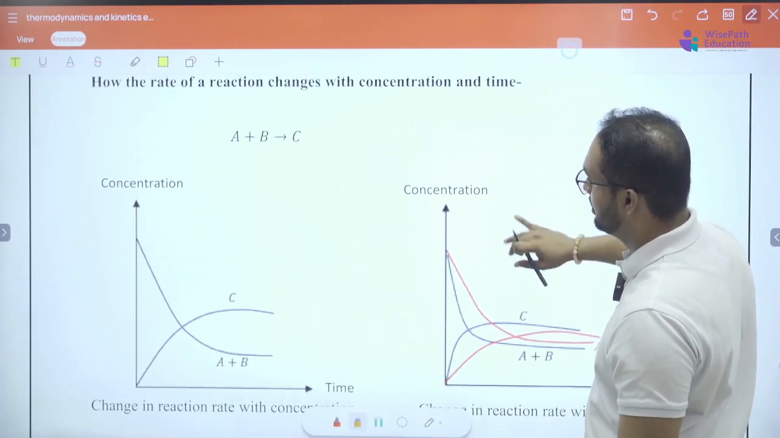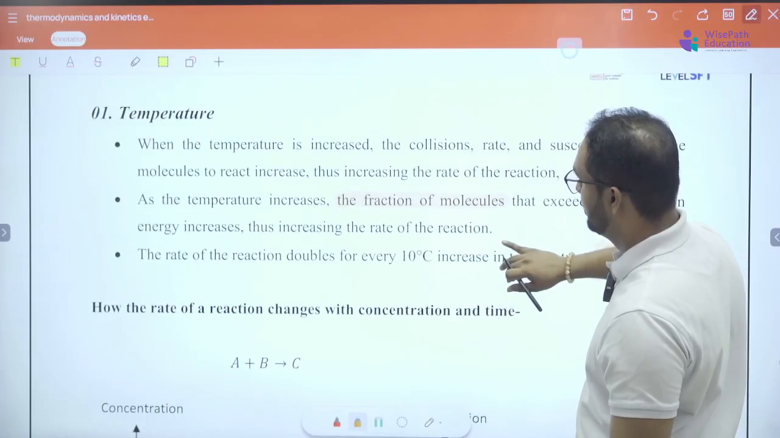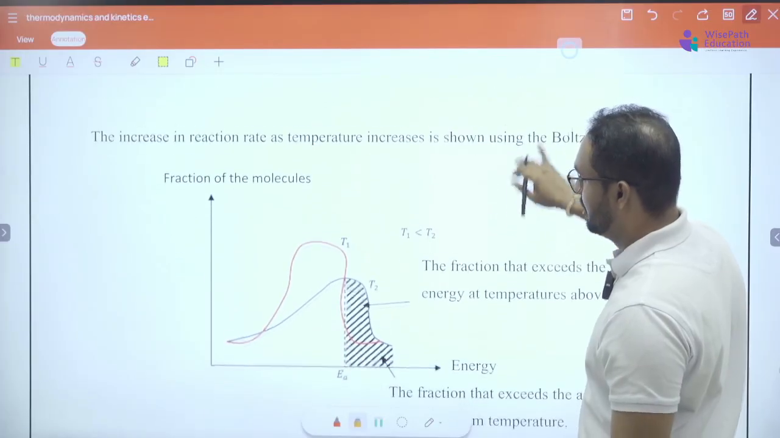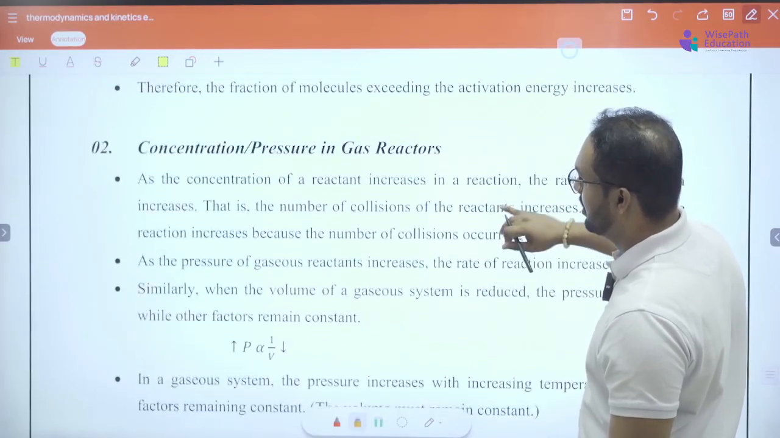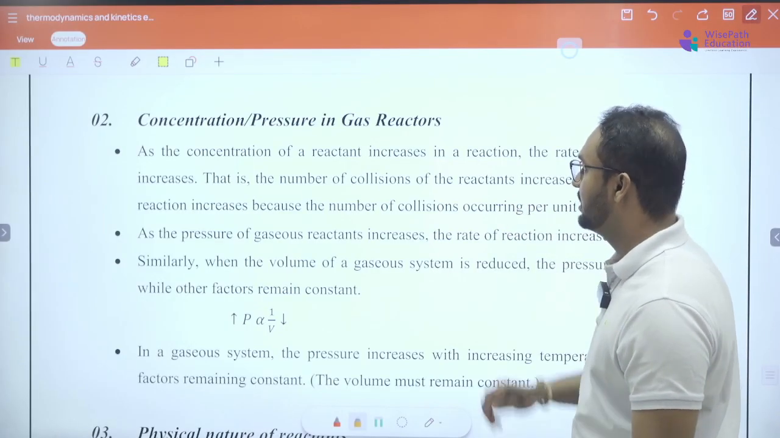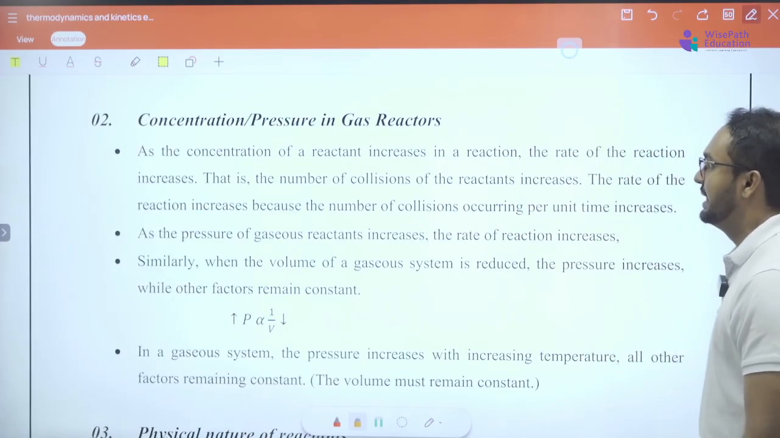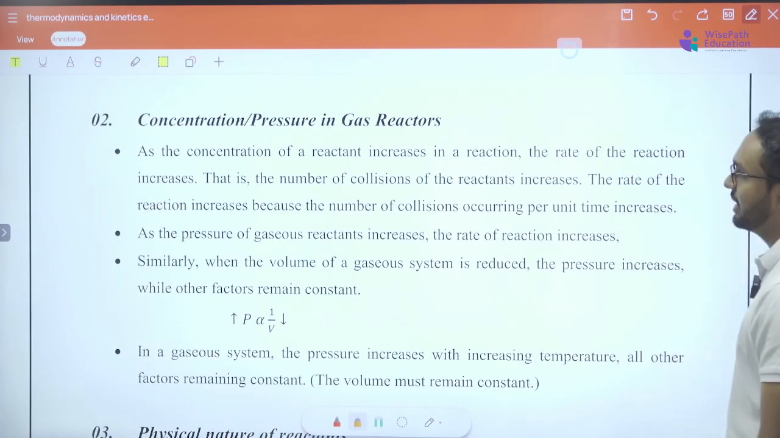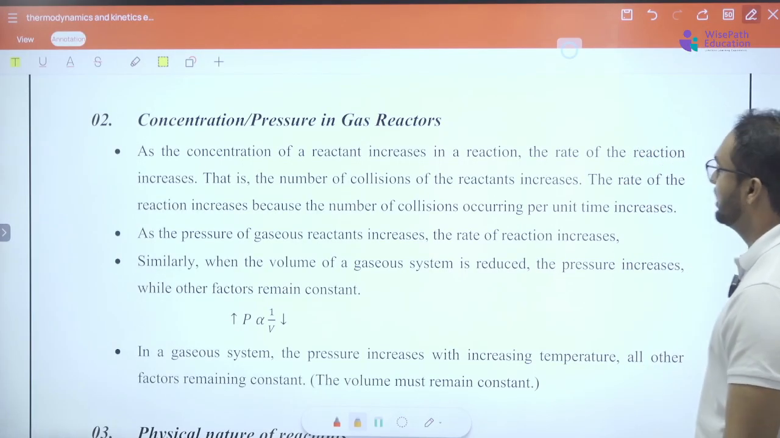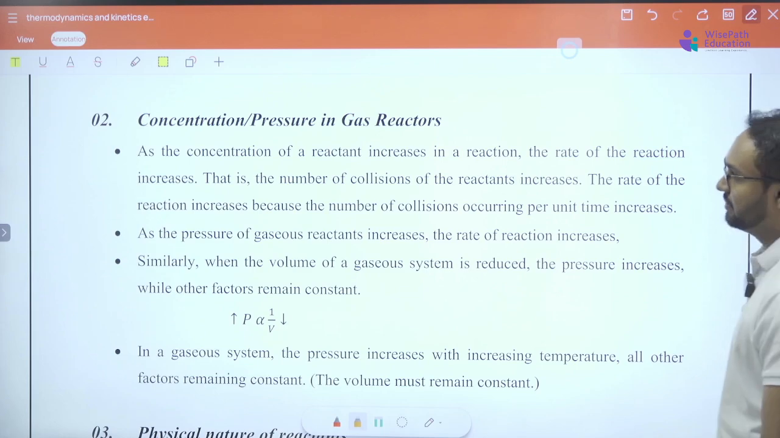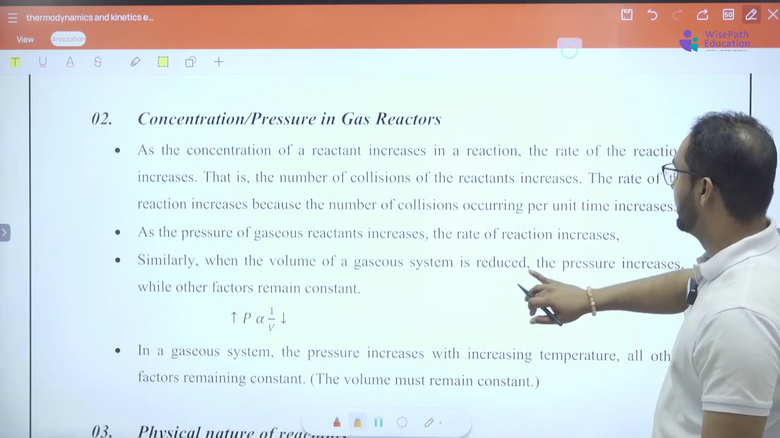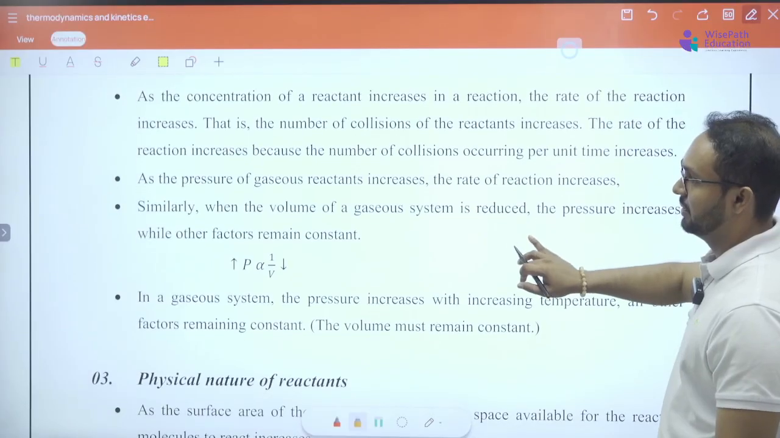Temperature, we'll come to that. Concentration, pressure: as the concentration of a reactant increases in a reaction, the rate of the reaction increases. That is, the number of collisions of the reactants increases. The rate of reaction increases because the number of collisions occurring per unit time increases.